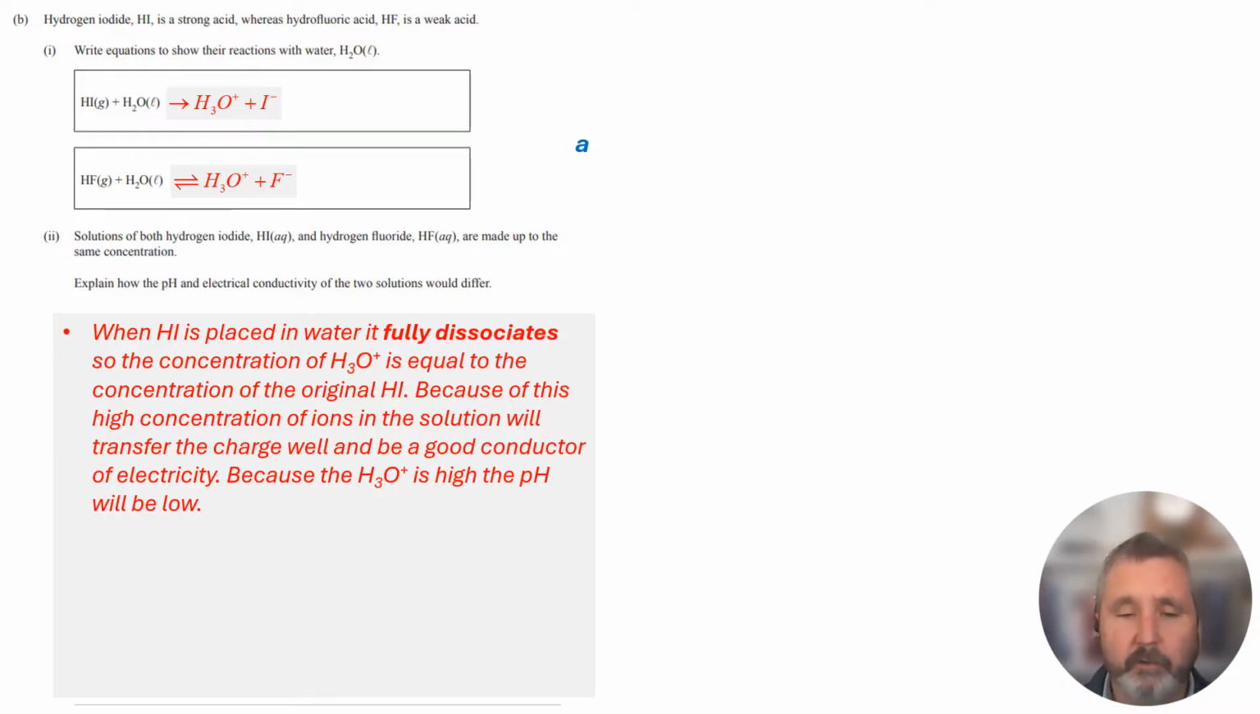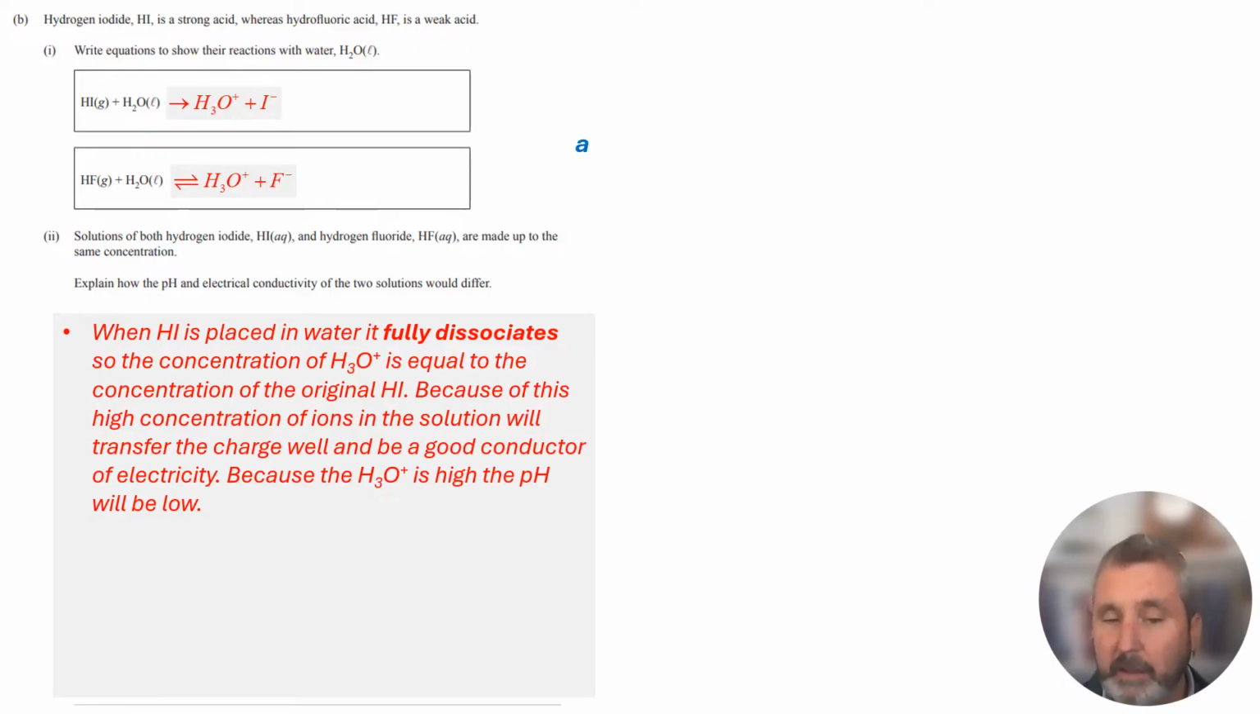Because there is a high concentration of both the H3O+ and the I-, then the solution will be able to transfer charge easily because there's charged particles sitting in the water. This is the H3O+ and I-, and they will transfer charge from one electrode to the other, or we will say they will be a good conductor of electricity. But to make it a stronger answer, we'll say that they're able to transfer charge, and that makes it a good conductor.